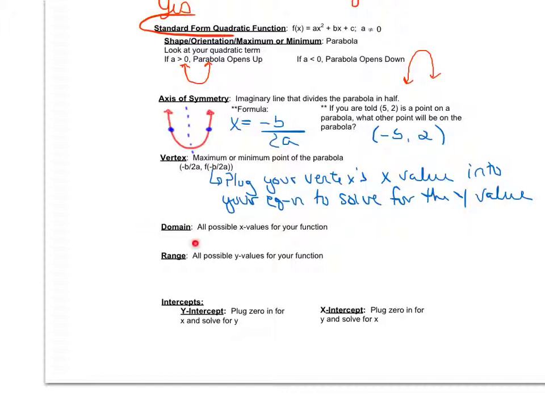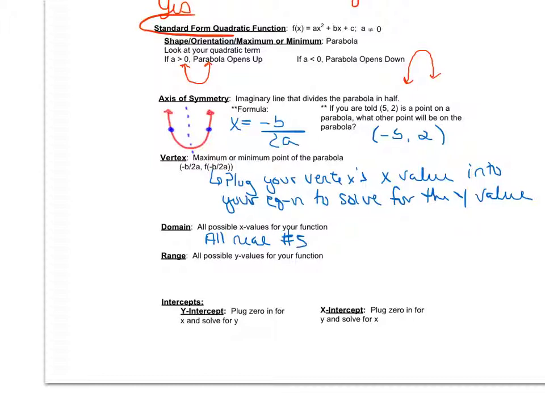Just a couple more things. The domain is going to be all the possible x values that we can put into our function. We're going to learn later that we can have domain restrictions if we have radicals or denominators. For now, all we have in a quadratic function is adding and multiplying or subtracting and multiplying, so we don't have to worry about any restrictions. So we can use any real number for our domain. So all real numbers will be our domain.